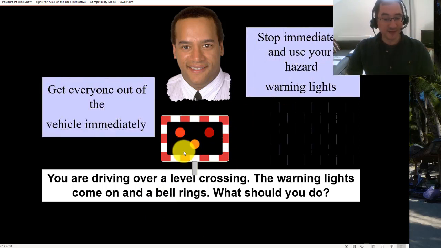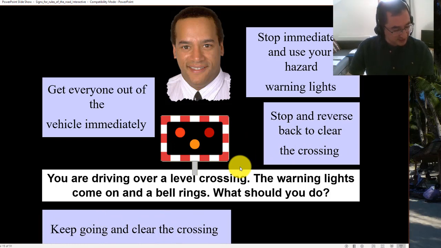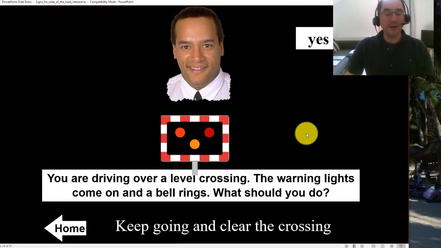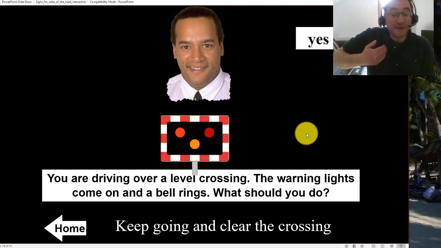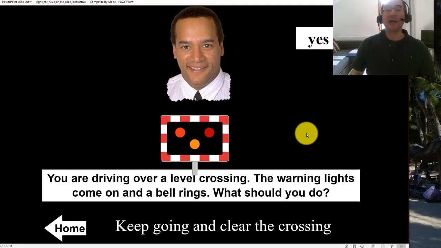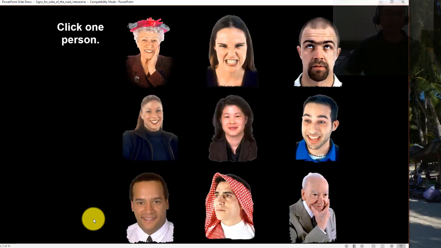This one, we've seen this before. You are driving over a level crossing, the warning lights come on and a bell rings. What should you do? In this situation, you would keep going and clear the crossing. The bell means that the barrier is going to come down very soon, but if you are driving over that crossing and the barrier has yet to come down, you should carry on and clear the crossing, so there are fewer people waiting when the barrier does come down, because you may have people behind you.